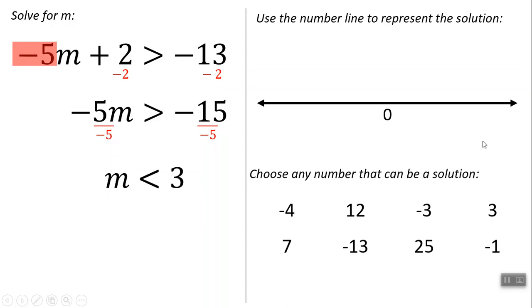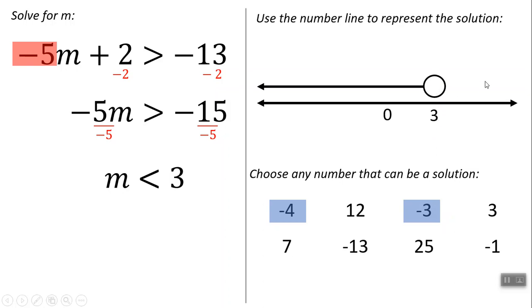So we go over here to draw. We put our 3. It's an open dot. It's not going to have the or equal. And it's going to go to the left. Now we start picking choices. -4 is under the arrow. 12 is not under the arrow. -3 is under the arrow. 3, well, it's our target, but since it's an open circle, that means 3 is not allowed to the party.